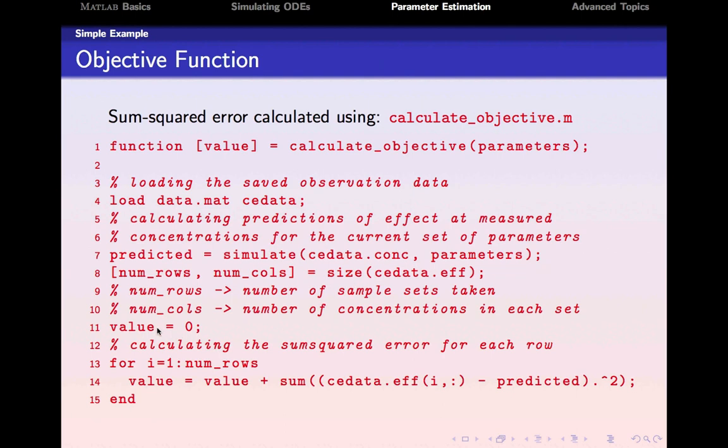I initialize my objective function value at 0, and then I basically loop through all of the different rows in the concentration effect data and calculate my sum squared error. I just keep adding those values to value. So value is equal to the previous value plus the sum squared error for this particular row. This is going to return my total sum squared error for all of the data.